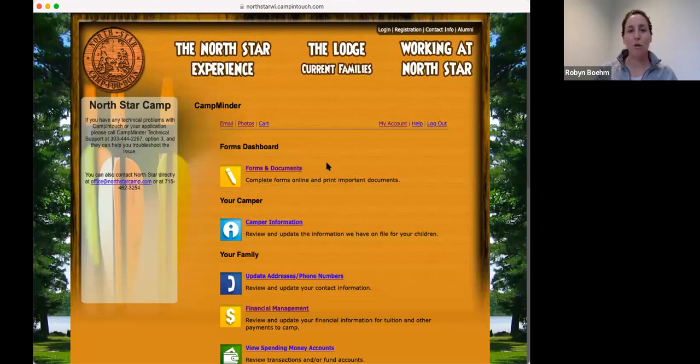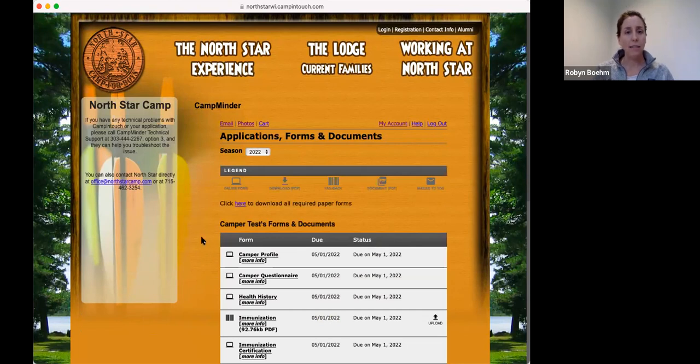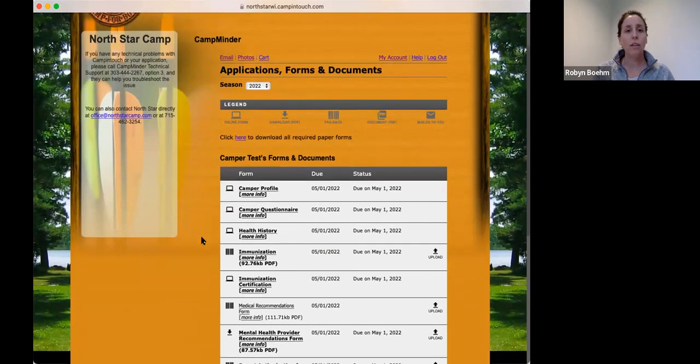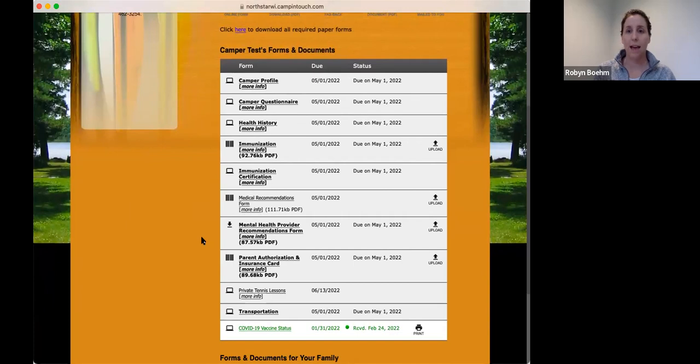We're going to focus on the forms and documents section to help you submit these forms, give you some tips, and walk you through. If you click on forms and documents, you're going to see a full list of all of the forms that we request our families submit on an annual basis. Everything does need to be resubmitted every single year. So just because you sent us an immunization form from a prior year does not mean you don't need to resubmit it.